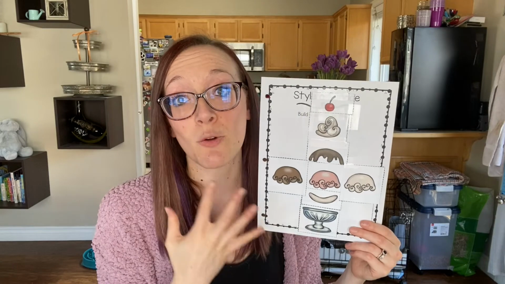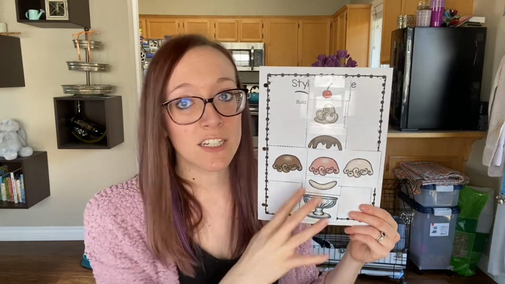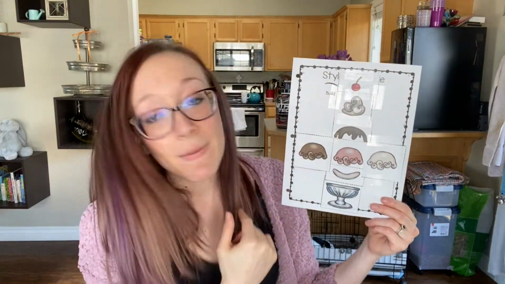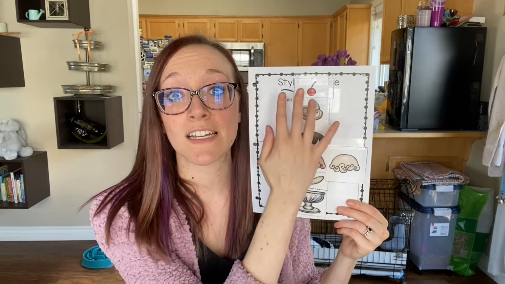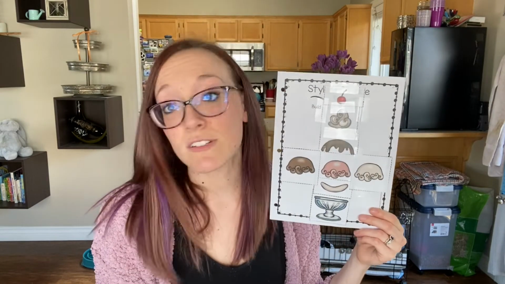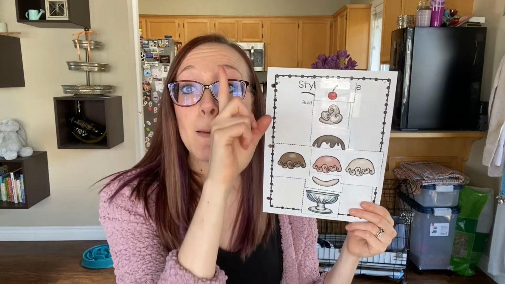So you're going to start with 1 detail. You're not going to choose everything. You're not going to say, mine is the best because it has bananas, chocolate ice cream, strawberry ice cream, vanilla ice cream, chocolate sauce, whipped cream, and cherry. Don't tell me every detail about your sundae. Pick 1 detail about your sundae and write that 1 detail.